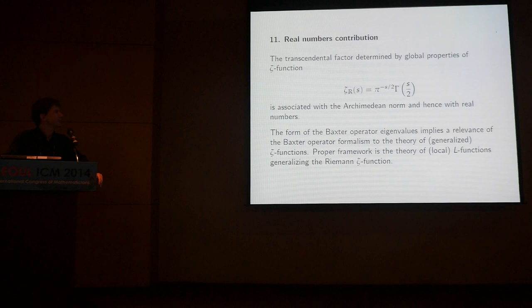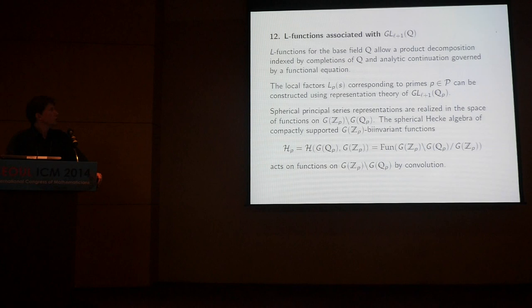But the form of the Baxter operator, which is more or less the product of these factors, implies that the Baxter operator formalism should somehow be inserted in this grand picture of zeta functions and their generalizations. The proper generalization in our case is the L functions. It's some kind of generalization of the Riemann zeta function. L functions have the basic property of zeta functions, so they allow product decomposition over completions of rational numbers and analytic continuation governed by a functional equation.